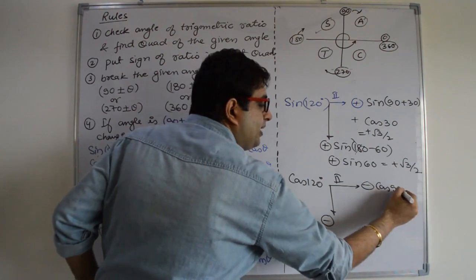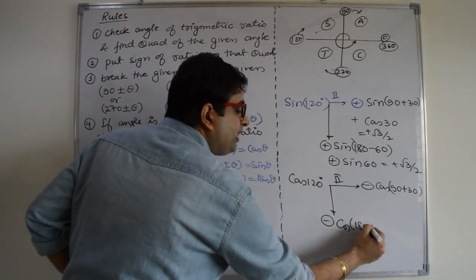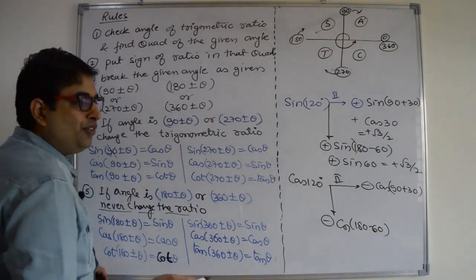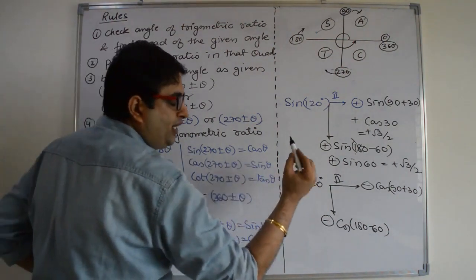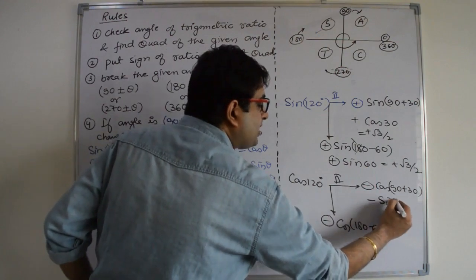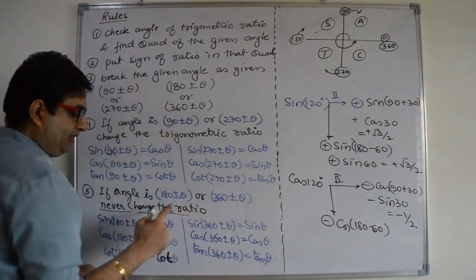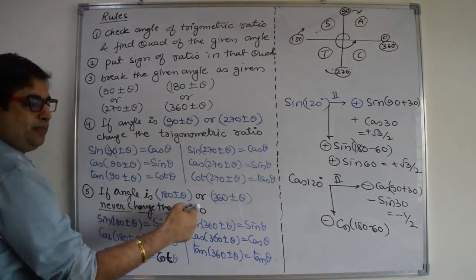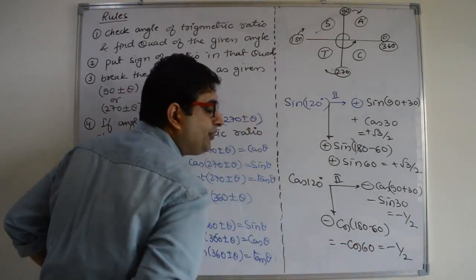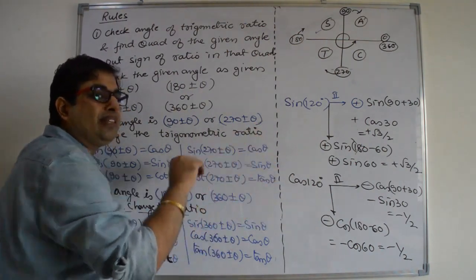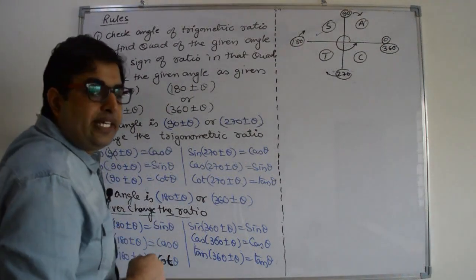So I can break it 90 plus 30 or 180 minus 60, right? Whenever we have 90 plus minus or 270, we have to change sine into cos, cos into sine. So it is minus sine 30, that is minus half. Whenever we have 180 plus minus or 360 plus minus, cos will remain cos, cos 60, again minus half. You can use any one method. Got my point? Let us take some other examples.